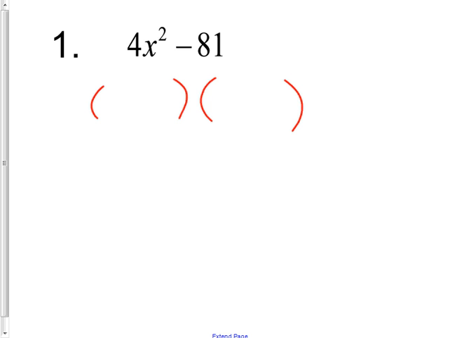So what's the square root of 4x squared? 2x and 2x. So 2x and 2x go there. And then I need to have the square root of 81. That's 9 and 9. And then what goes in between? Plus and minus. Final answer, 2x plus 9, 2x minus 9.